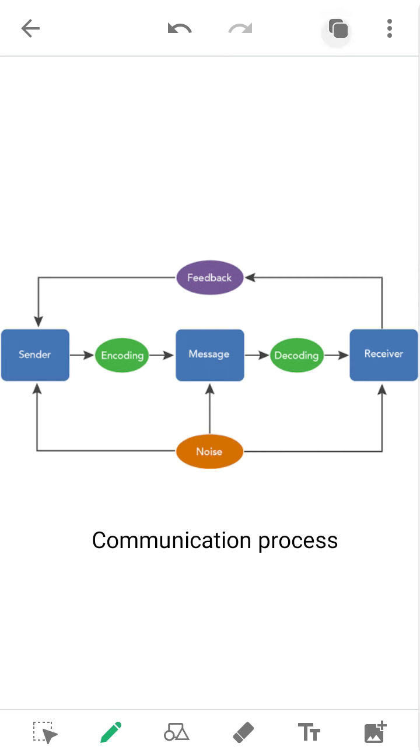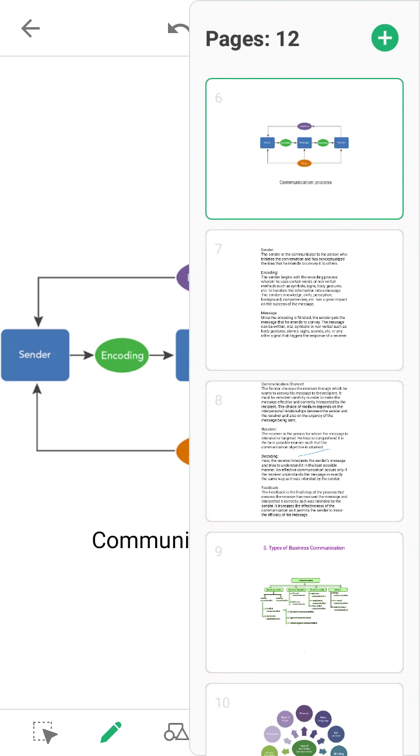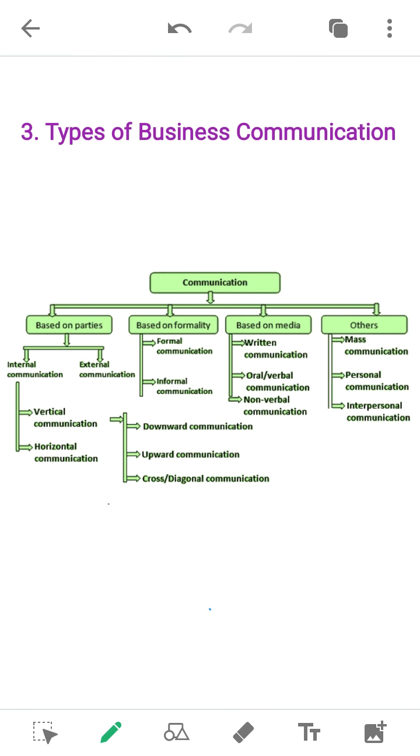And now we are going to another topic: types of business communication. There are several types of business communication. Look at the chart, dear student, look at the chart. Communication can be classified on the basis of parties, based on formality, based on media, and others.